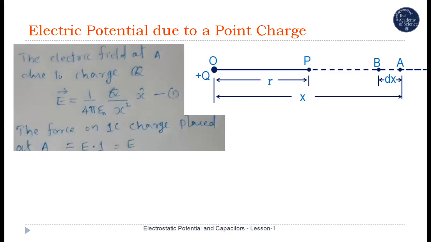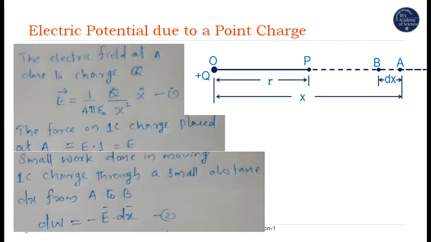Now, the force on 1 coulomb charge placed at A, we know that F is equal to Q into E. So, 1 into E, it is again equal to electric field. Now, this 1 coulomb charge, we are moving through a small distance dx towards the charge from A to B. A small work is required to move the charge from A to B. This small work done in moving 1 coulomb charge through a small distance dx from A to B, dW is equal to minus E dot dx.